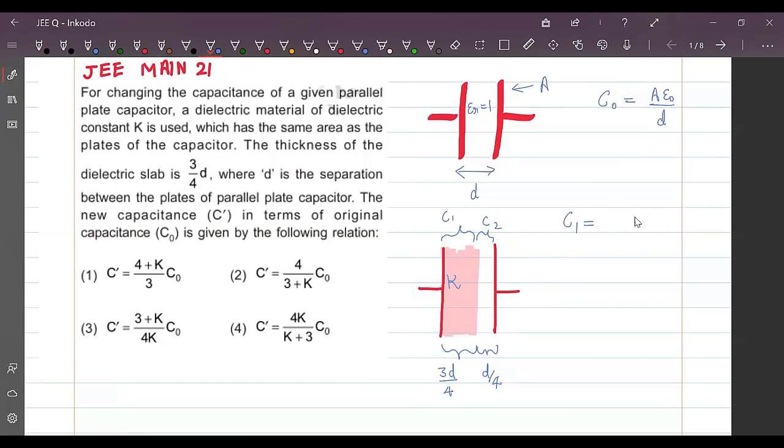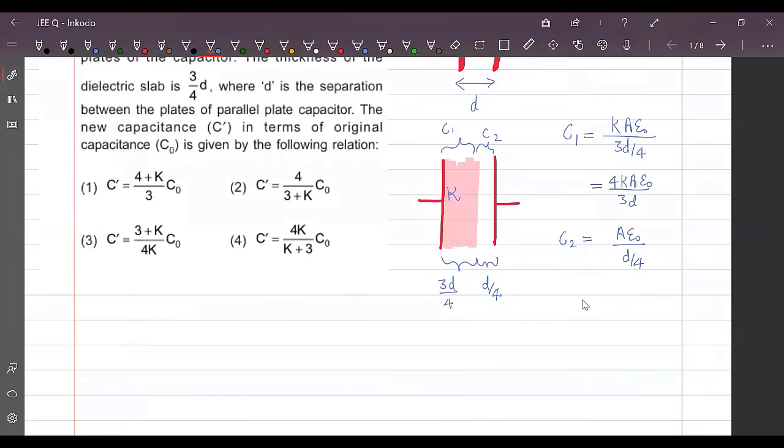I can write the value of C1 as K A epsilon naught, and the gap is 3D by 4 for the first capacitor. So this will be 4K A epsilon naught by 3D, while the capacitance of the second capacitor will be A epsilon naught divided by D by 4. To simplify this, you'll get 4A epsilon naught by D. Now, these capacitors are in series, so to find C dash, we'll use the series formula: 1 by C dash equals 1 by C1 plus 1 by C2.